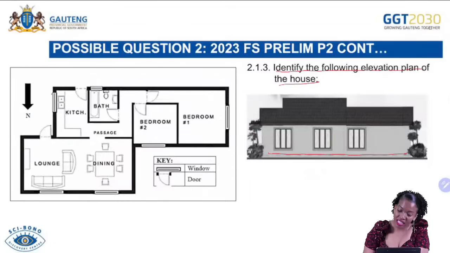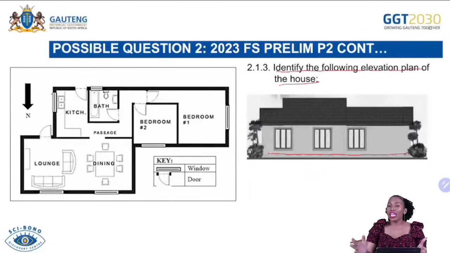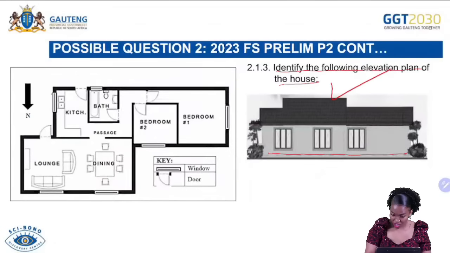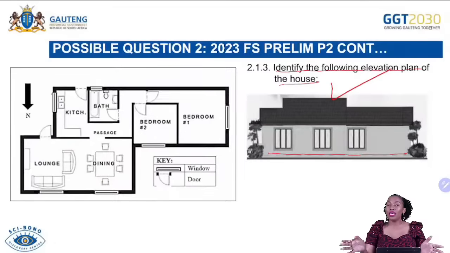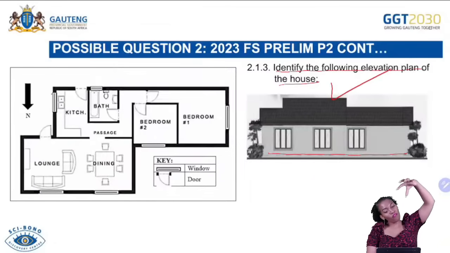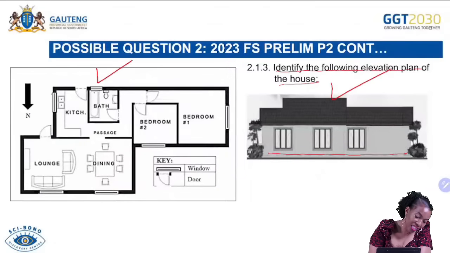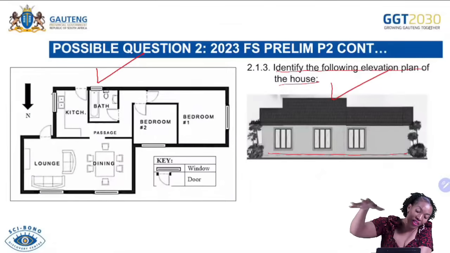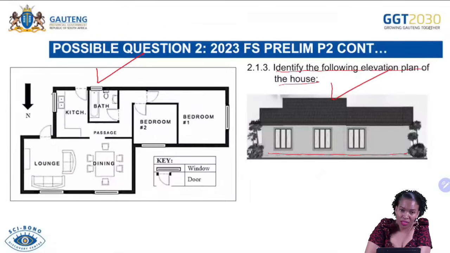Remember I said when I started that the elevation shows the outside part of a house. This is an elevation. As we can see, it shows only the outside. Whereas a floor plan shows the top view of the house without the roof. As we can see here, this is your floor plan. It shows you the internal part of the house without the roof.